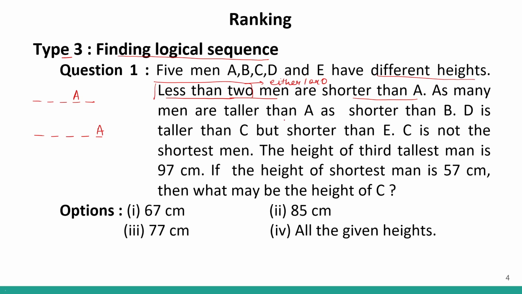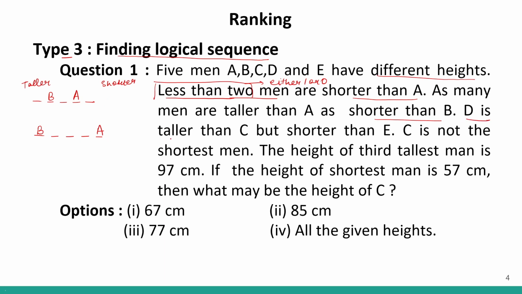As many men are taller than A as shorter than B. So B will be either here or here. Correct? This is the taller side and this is the shorter side. So as many men are taller than A as shorter than B. So two possibilities we are taking.